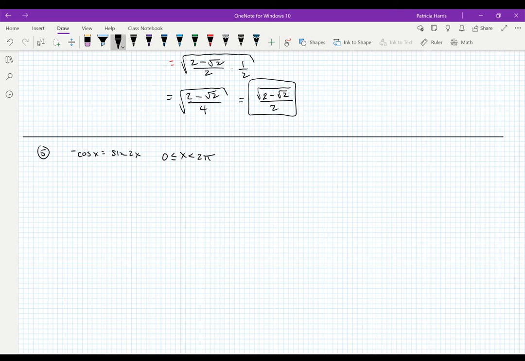Again, this is solving with no calculator. Okay, so what I'm going to do is look on my formulas and replace the sine 2x using a double angle formula. Like that. Okay, so now I got no like terms. So I'm just going to drag everything to one side, see if I can factor. So I'm going to add a cosine to both sides.